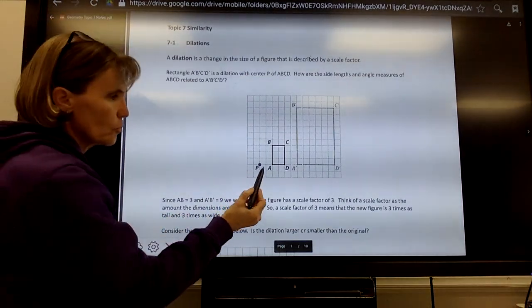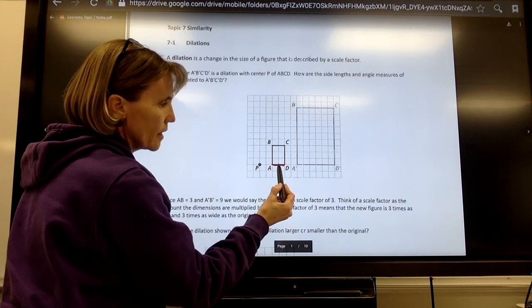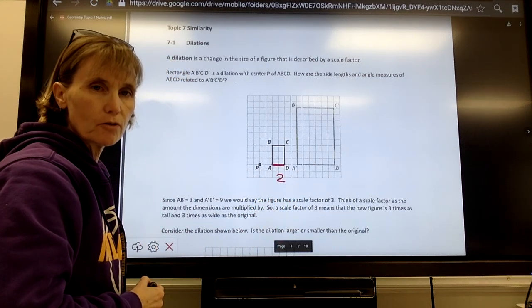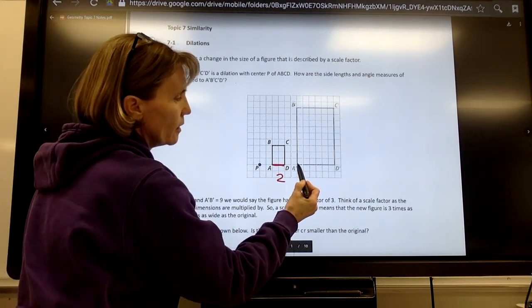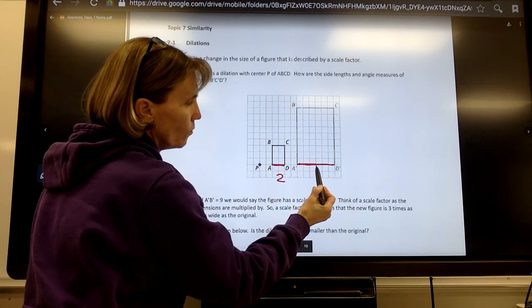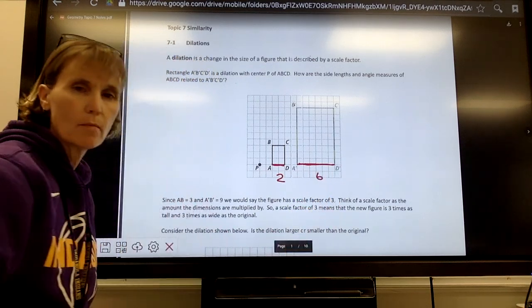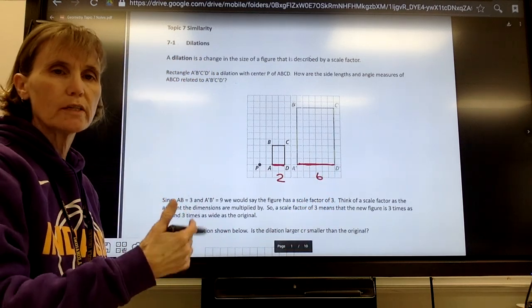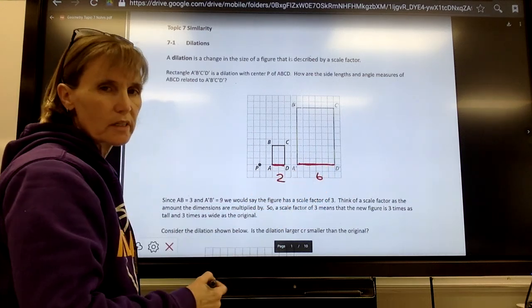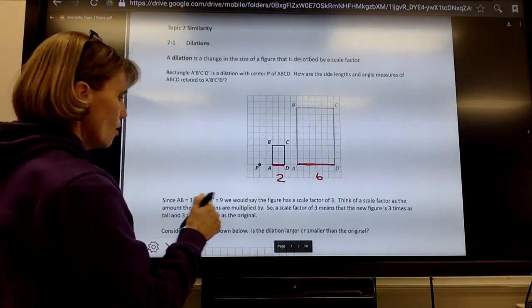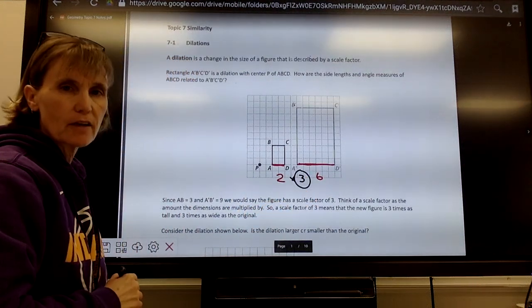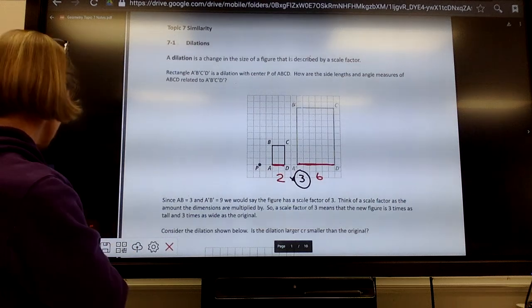And what you want to do is you want to look and see what happened. Okay, side AD was 2 blocks long in the original picture. And once we dilated it, how many blocks did that same side become? It now became a length of 6. So what did I multiply by to go from the original 2 to the new one 6? Okay, well, we took it times 3.